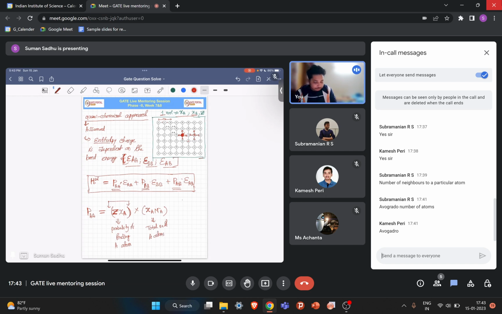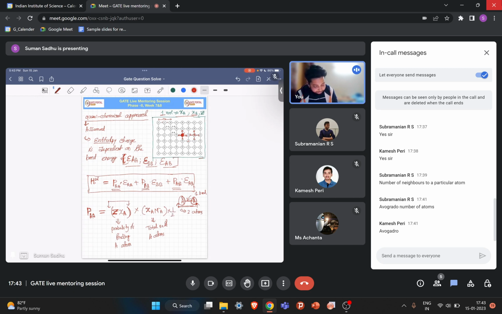But when you are talking about a bond between A and A atom, you are considering two A atoms together, right? But for two A atoms, how many bonds are there? Only one bond, but two atoms, right? But here we are talking about the probability of finding a bond, the number of bonds between A and A atoms. So this will not be only the total number of A atoms. You have to find out the total number of bonds between A and A. So we have to multiply it by half.